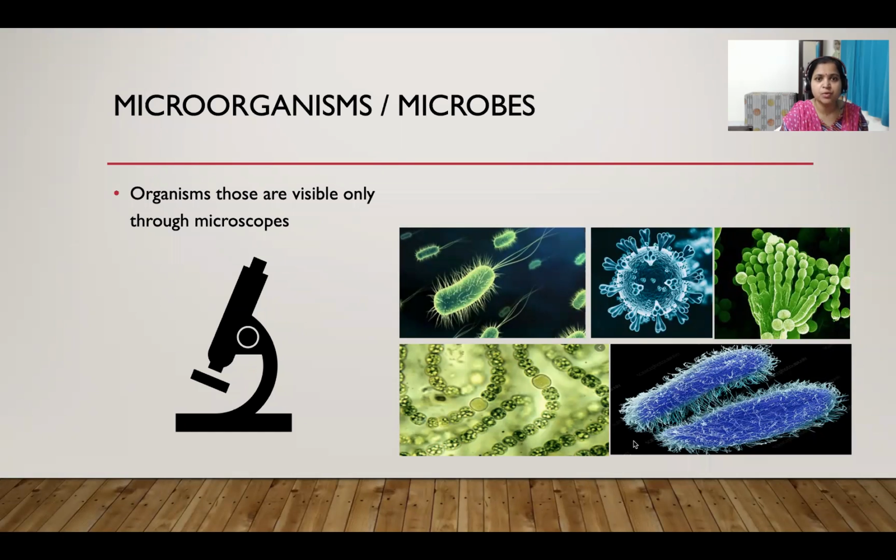Some are very small and some are very big in their size, but can you ever imagine there are such kind of organisms which you cannot see with your naked eye? Yes, you have to see them through a microscope. So those organisms which are only visible through a microscope are known as microorganisms or microbes. Okay, so where can we find microbes?